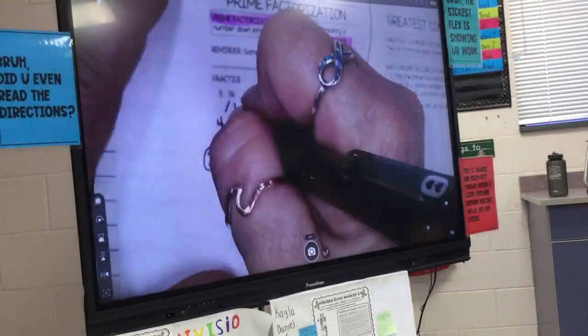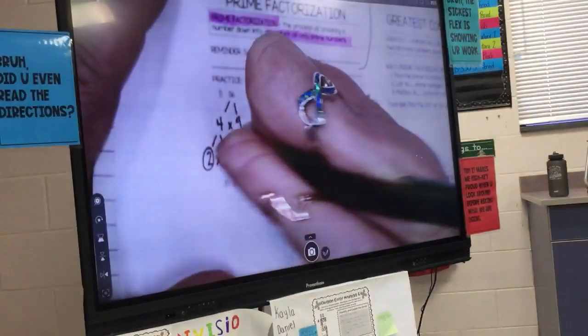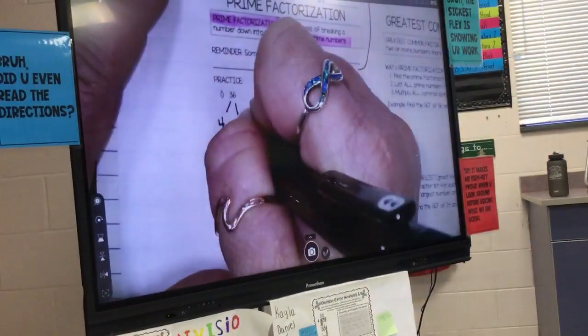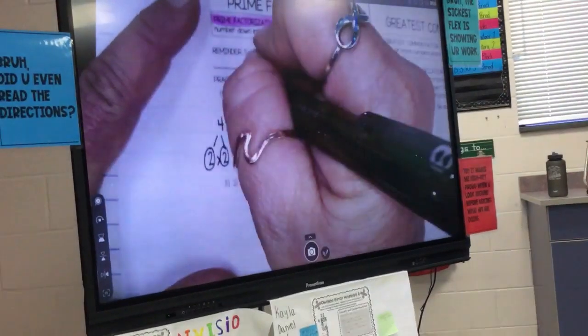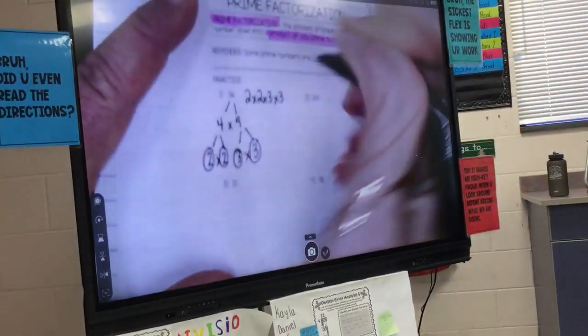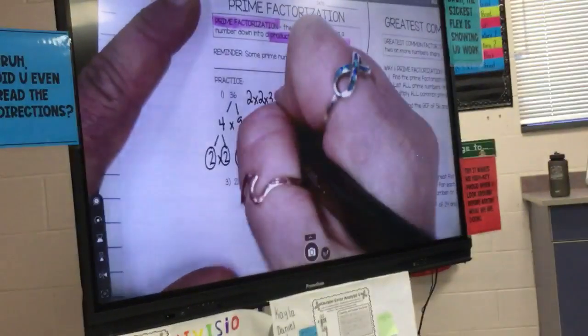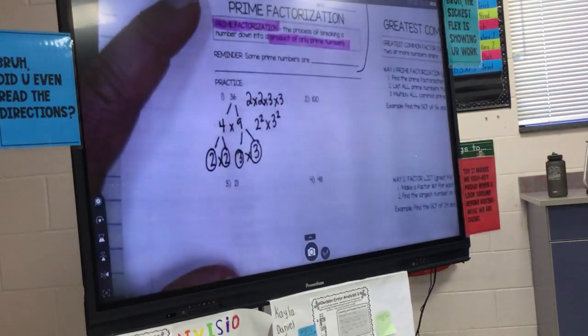All right. 9, we have 3 times 3. What do we know about both of those? Prime numbers. So this becomes 2 times 2 times 3 times 3, or 2 squared times 3 squared. That is essentially prime factorization.